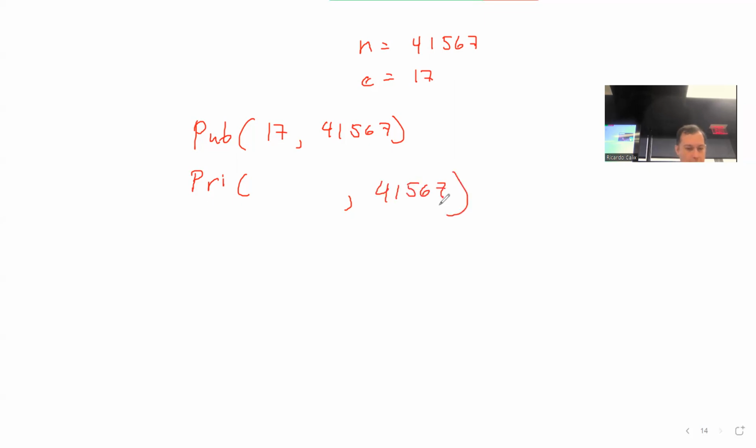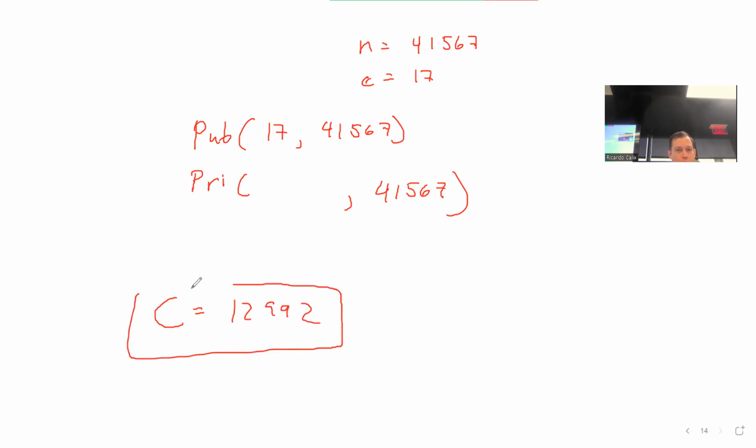Okay, good. Now, let's say that you intercepted this. You tapped the line or whatever, and you intercepted the cipher. This is meant to be the cipher, and it's going to be 12992. You do have that. You captured it. But what do you want? You want M. You see that? That's what you want.